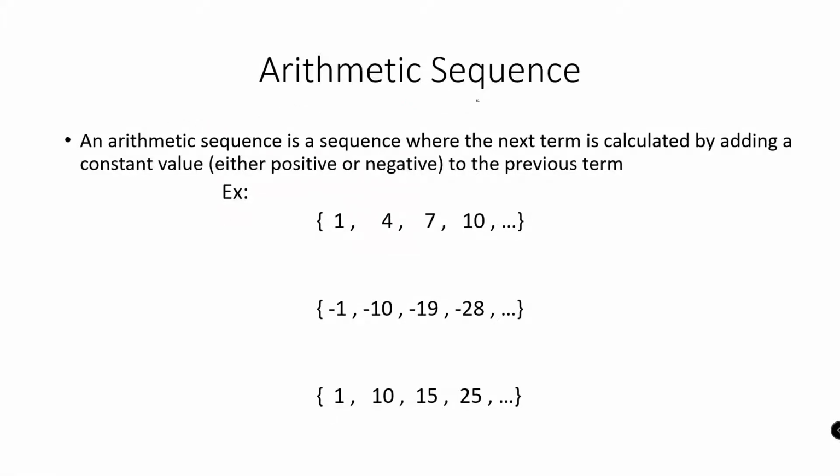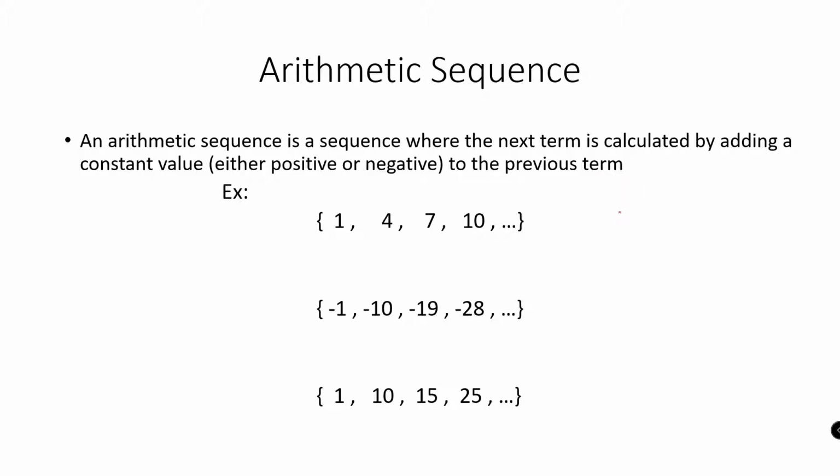Hello, today we're going to be talking about arithmetic sequences. So, what is an arithmetic sequence, you might ask? An arithmetic sequence is a sequence where the next term is calculated by adding a constant value, either positive or negative, to the previous term. That's from this knowledge that we have.